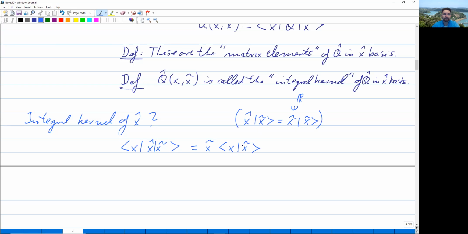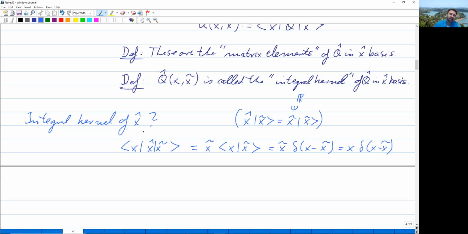But remember that these states are continuum orthonormalized. So this is x tilde times delta of x minus x tilde. And we can then also say that this is x times delta of x minus x tilde, because the delta is only non-zero when x is equal to x tilde. So we may as well write an x over here.